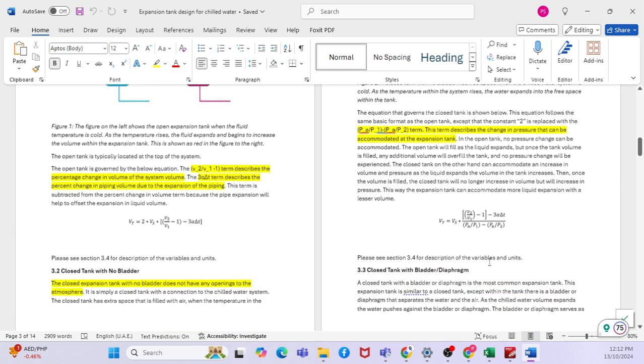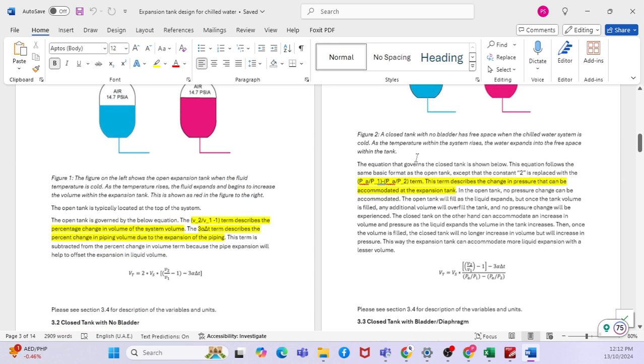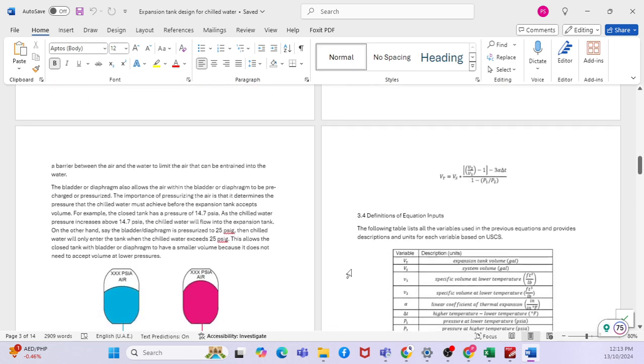But due to technology, different manufacturers introduced the bladder, because the water should not touch the metal part directly; there is a chance of corrosion. Also there is a chance of a larger size of the expansion vessel. To reduce the size of the expansion vessel, they introduced the pre-charged diaphragm. So you have a pre-charge inside the system so that the size of the expansion vessel can be reduced. Clear, right? That equation you can see further down.